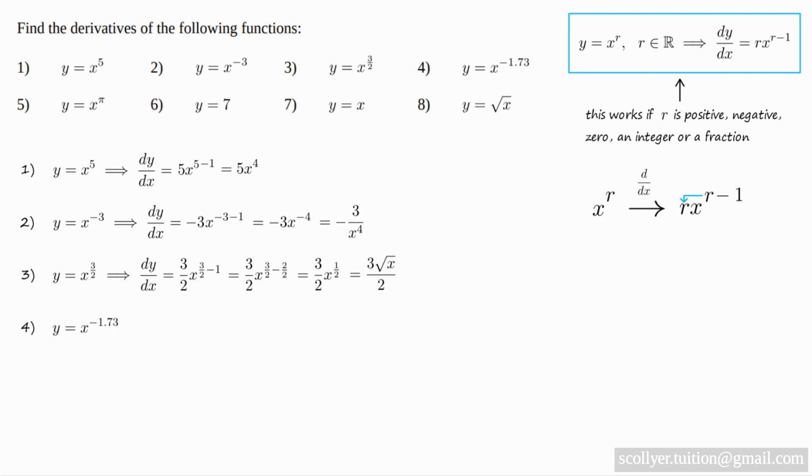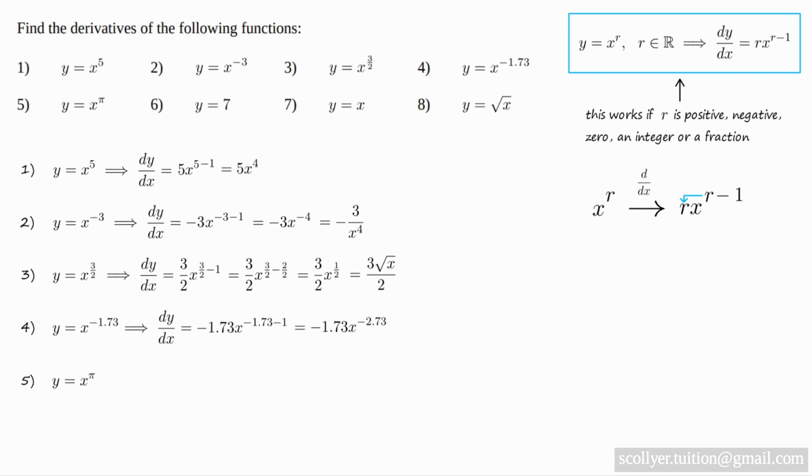Problem 4, y equals x to the power minus 1.73. So dy by dx equals minus 1.73 times x to the minus 1.73 minus 1, which equals minus 1.73 times x to the minus 2.73.